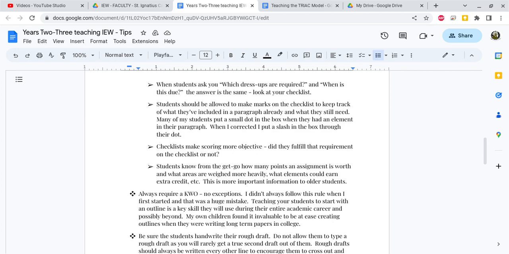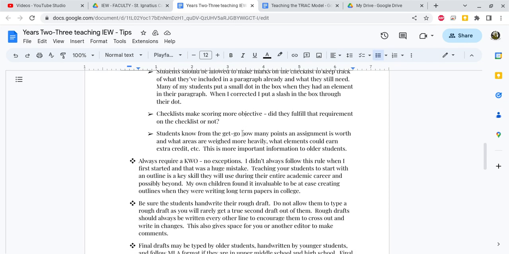Then also, if they come back to you later and ask you a question like, when is it due? Or does it need to be typed? Or do I need a bibliography? You can just say, hey, check your checklist. That's on your checklist. Go look at your checklist. And it gets them in the habit of looking there first. Make sure that you allow students, as they're writing, to mark up their checklist a little bit. I would have them just put a little dot in a box when they knew they had that done. And then when it came time for me to correct it, I would just put a slash through it, or I'd use a different color pen or whatever you want to do. But please let them write on the checklist. If they've written too much on it, you could always print a new one when you're correcting.